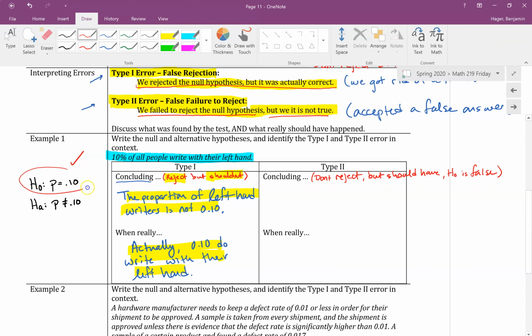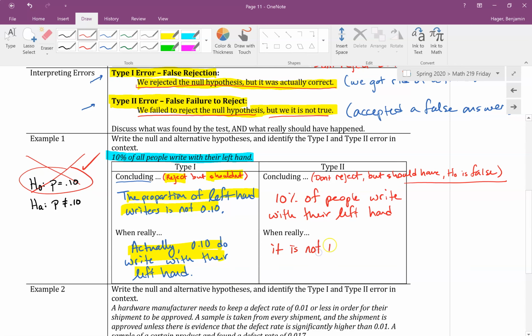So again, this is where I do not reject. So if I don't reject, my conclusion is that 10% of people write with their left hand, because I'm taking the null for what it is. I'm not getting rid of it. When in reality, I should have gotten rid of it. The null is false. In reality, that thing is no good. And so in reality, it is not 10% of people that write with their left hand.